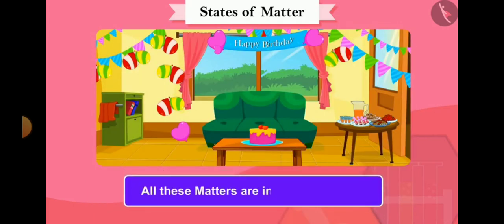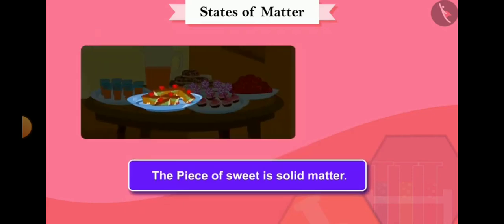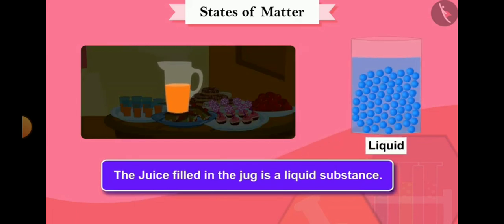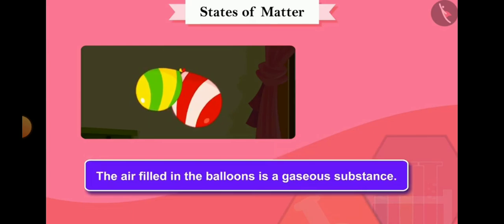All these matters are in different states. The piece of sweet is solid matter. The juice filled in the jug is a liquid substance. And the air filled in the balloons is a gaseous substance.